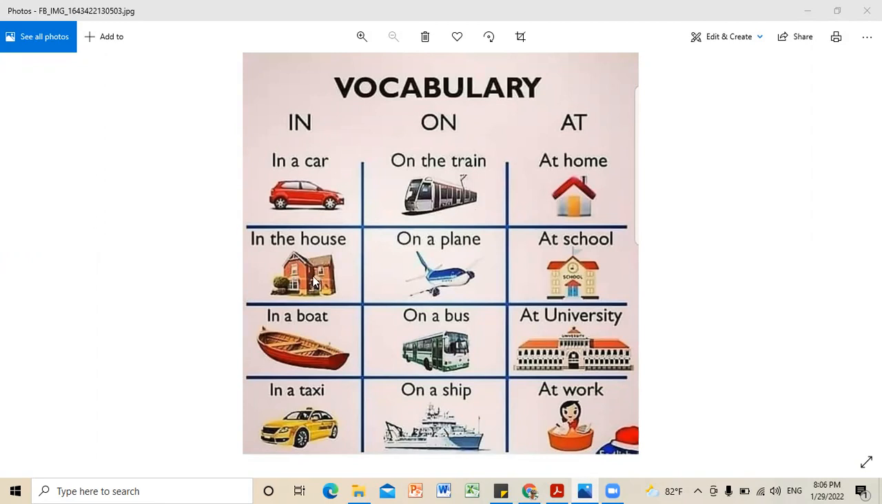Right? So when we say the house, it can be a building, right? So house means only the building, but when we call home, the home is not only the building, but it includes our family as well.